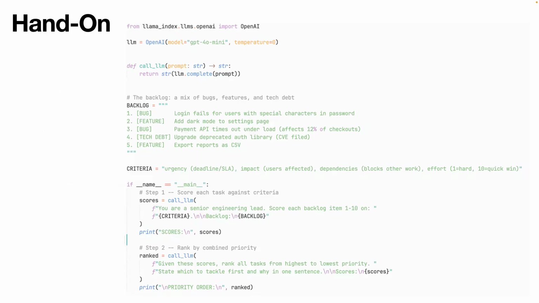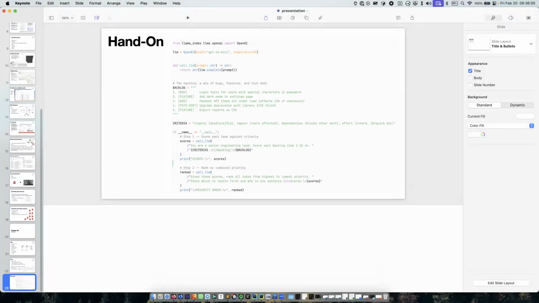And here's an example of how very simply it can be implemented with the LlamaIndex framework, which I really like. In this example, we are giving scores to different tickets in your backlog using an LLM as a judge, assigning it the role of a senior engineering lead. Then we can rank these tasks and process them in the right priority order. That's it. Any questions?